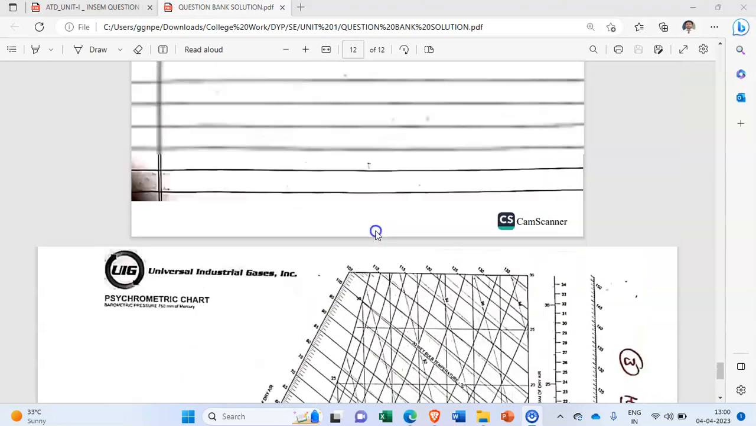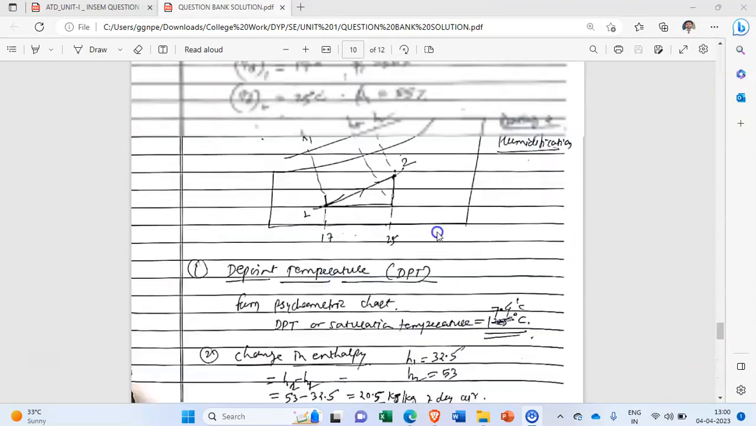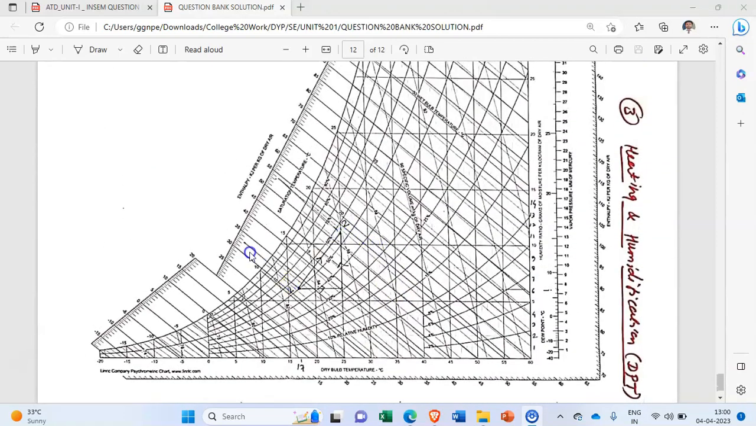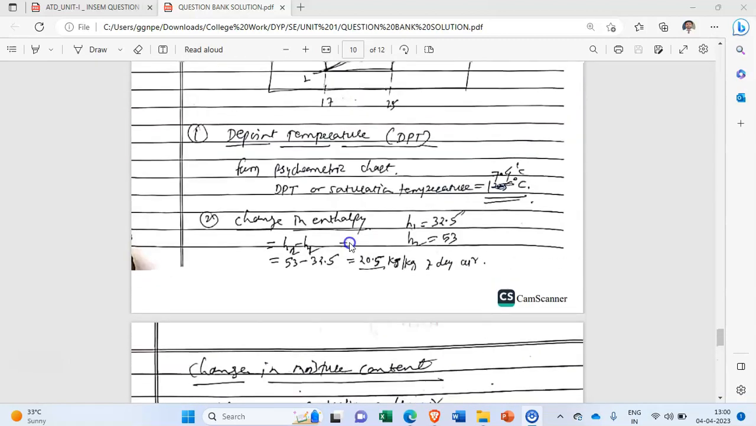So you have to use this particular chart only. Refer to this chart. Now we have got the value of dew point temperature. Now how to calculate the change in enthalpy? Same thing. From this you will get the value of h1, and we have got the value of h2. From the chart you will get h1 as 32.5 and h2 as 53. Just subtract these: h2 minus h1 is your change in enthalpy, that is 20.5 kilojoule per kg of dry air.